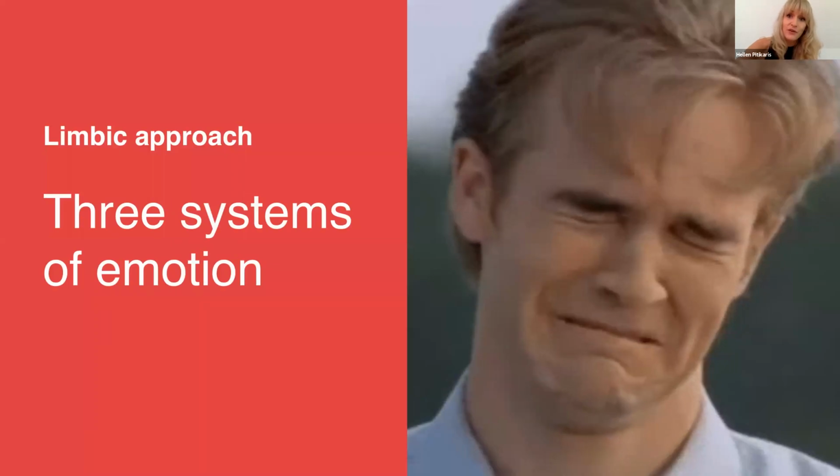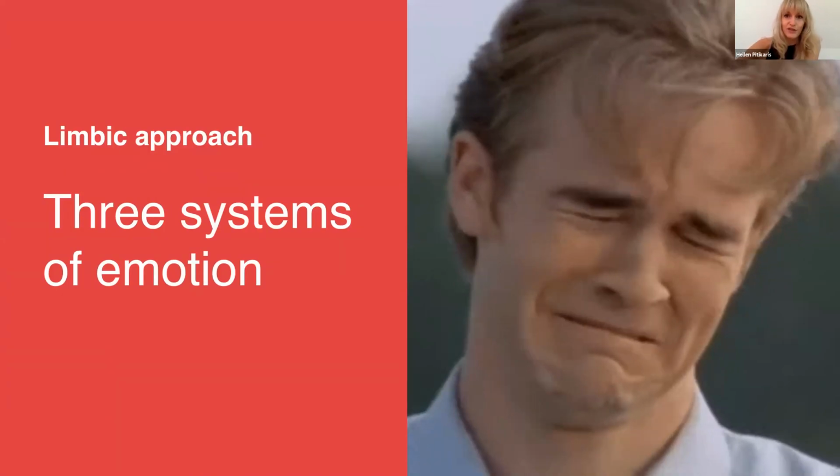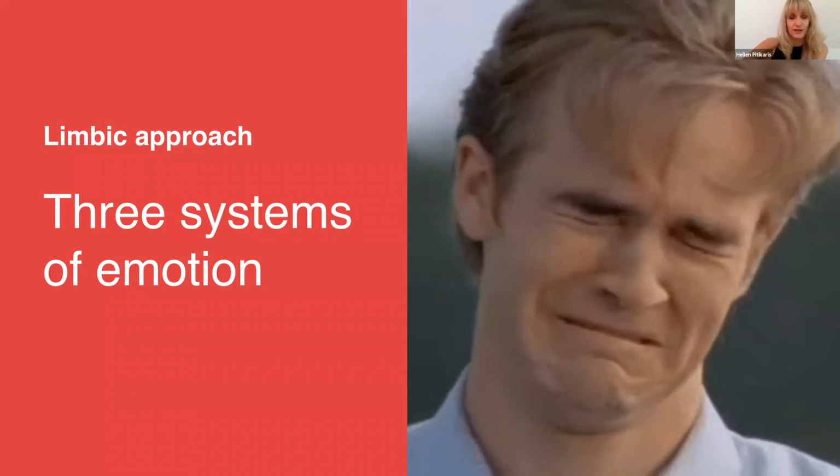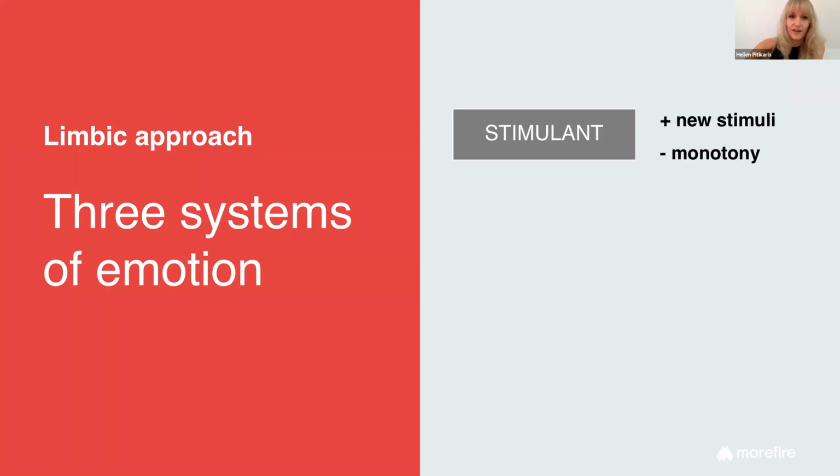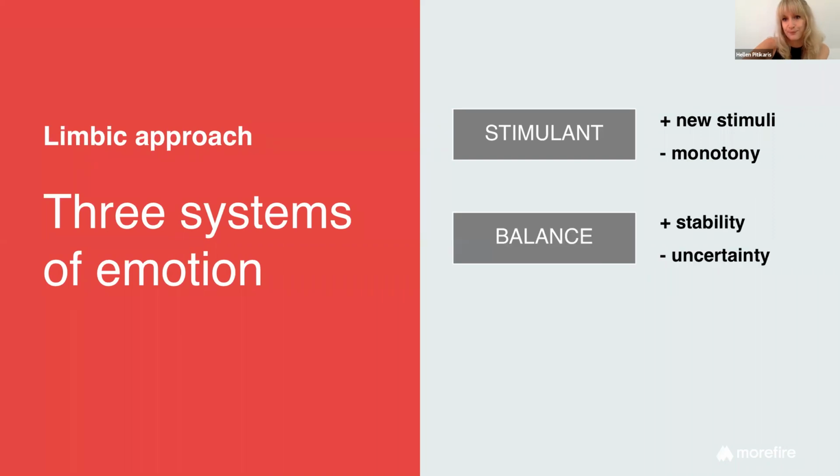The Limbic approach is based on three main emotion systems, which essentially determine the personality of an individual. Every system has two sides: one side that is striving for something, and the other side that is accordingly avoiding the opposite. First, we have the stimulant system, which is always longing for excitement, for new stimuli, for adventure, and so on. What it wants to avoid is any kind of monotony or boredom. Then the balance system, which strives for stability and security, and it wants to avoid uncertainty and danger.